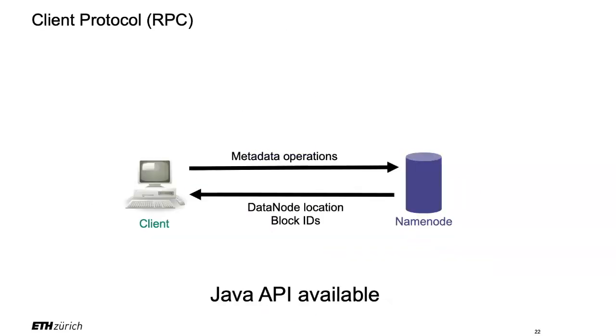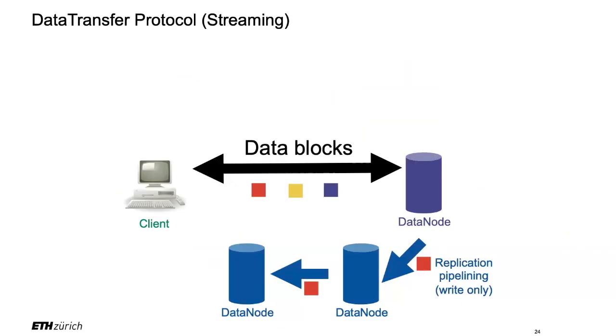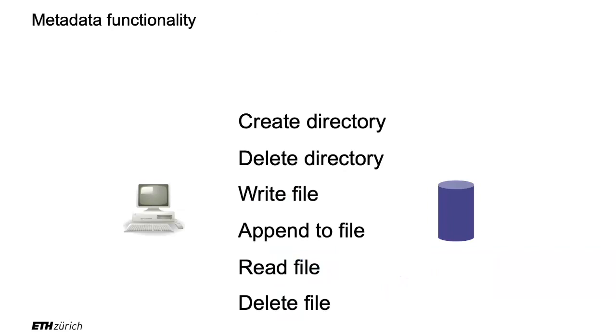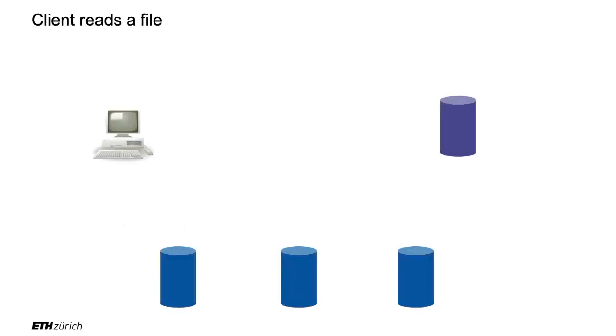Now, I've covered all the protocols, but a few more words on what I call metadata functionality. This is between the client and the name node. What can you do? You can create a directory, delete a directory, write a new file, append to an existing file without creating a new one, read a file, delete a file, and so on. For all of that, you need to connect to the name node first. Then you might also need to connect to data nodes.